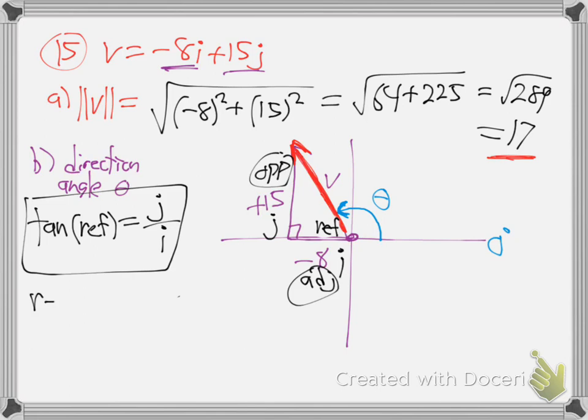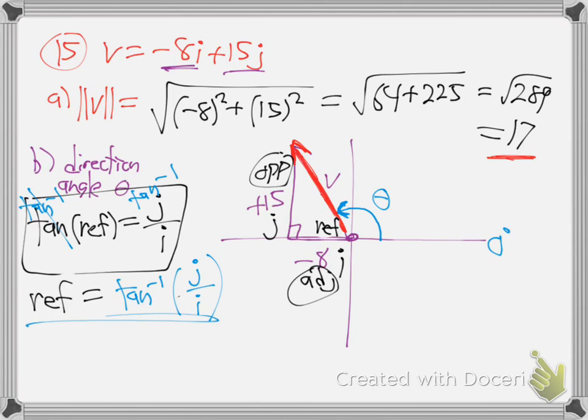So the reference angle then will be what? How do you get that reference angle alone? It's got a tangent on it. Tan inverse. You guys know, being masters of trigonometry. That's right. So I'm going to write tan inverse on both sides, and it cancels out. So the reference angle is tan inverse of j over i. That's basically the formula we're going to use.